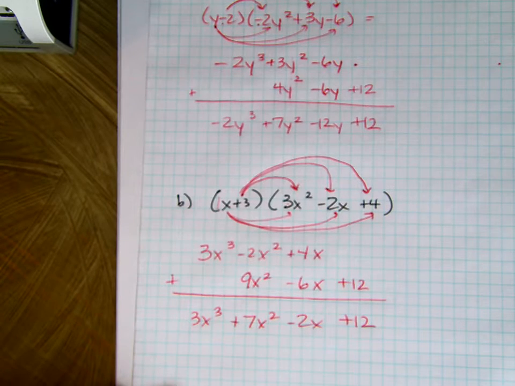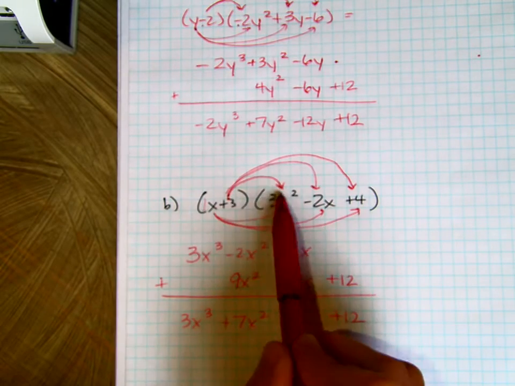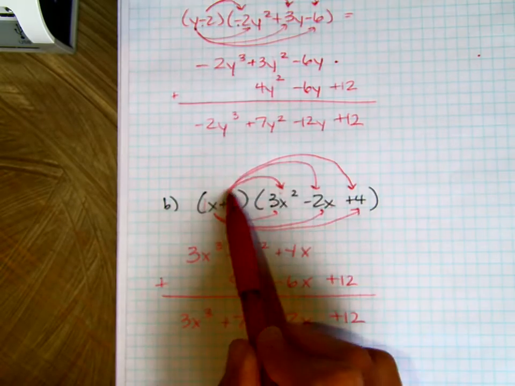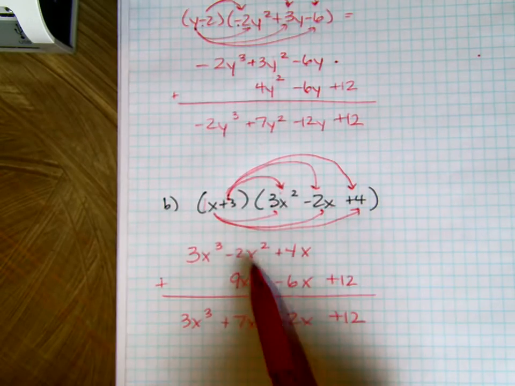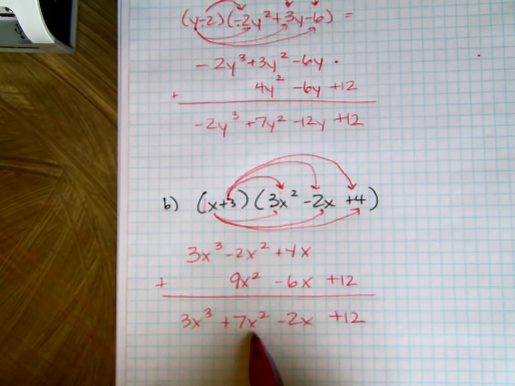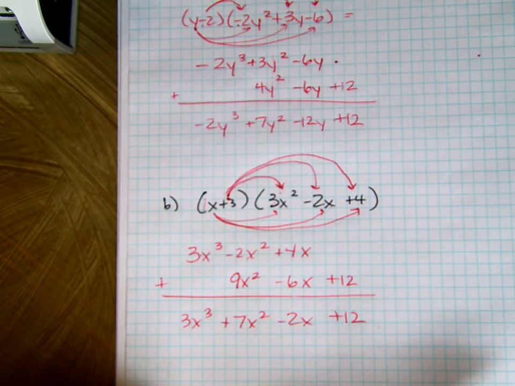There I go again. I'm not paying attention to sliding this up. 3 times 3 is 9x squared. 3 times negative 2 is negative 6x. 3 times 4 is 12. Line everybody up. Add: 3x cubed, 7x squared, negative 2x, 12.